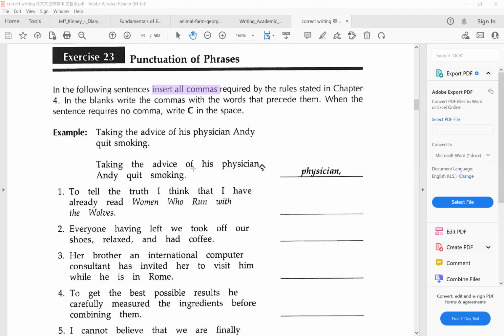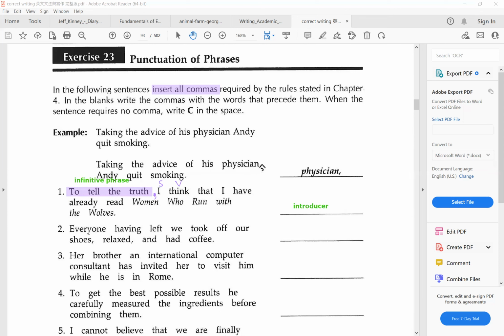If we take a look at number 1, to tell the truth, I have an infinitive phrase before my actual independent clause, I think. So of course, I need to add a comma here. And what kind of comma is this? This is introducer comma. All right.